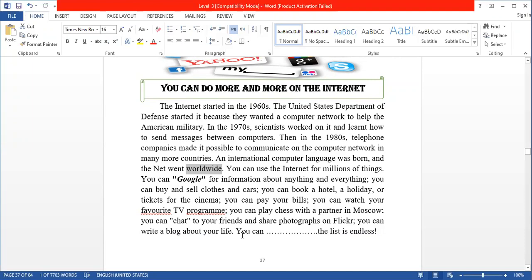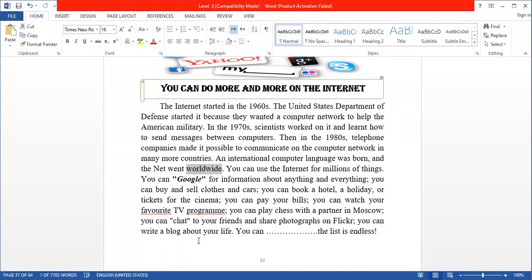You can write a blog about your life. A blog is a personal website on which an individual records opinions, links to other sites, etc., on a regular basis.